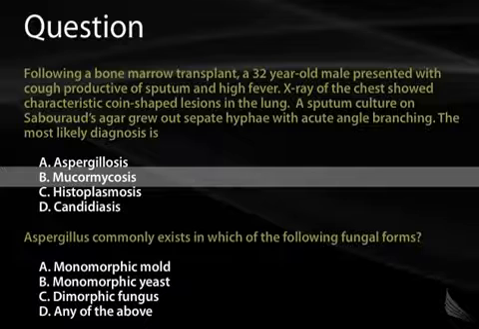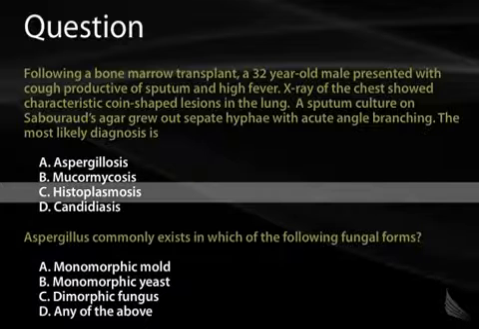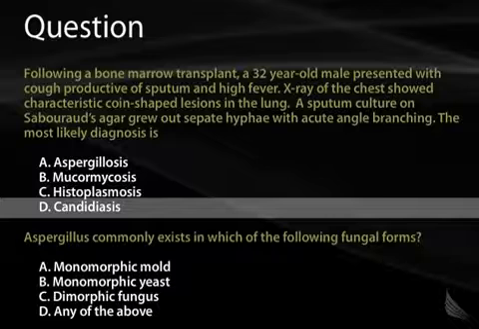Mucormycosis, you're going to look for your right angle branching. Histoplasmosis, you're going to look for a macrophage with lots of little histoplasma inside of it. In candidiasis, you're going to look for pseudohyphae.